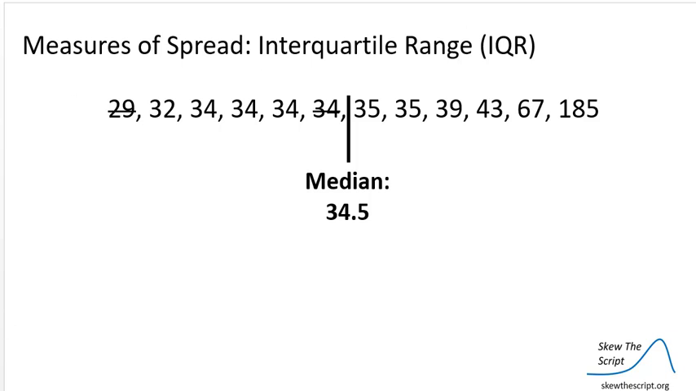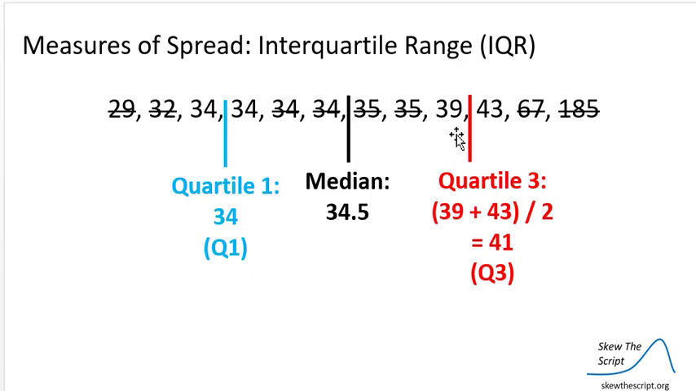From there, I keep on working, and I'm going to cross off 34, 29, 32, 34. I see how many numbers are to the left of the median, split those numbers in half. How many numbers are to the right of the median, split those numbers in half. So my Q1, three numbers below, starts at 34. And then my Q3 starts somewhere between 39 and 43. We just take the average, and my Q3 is going to end at 41.